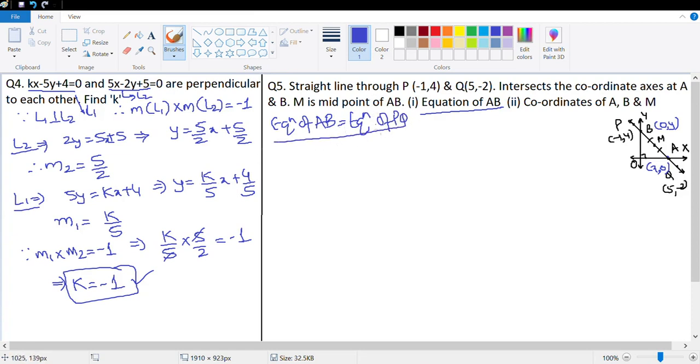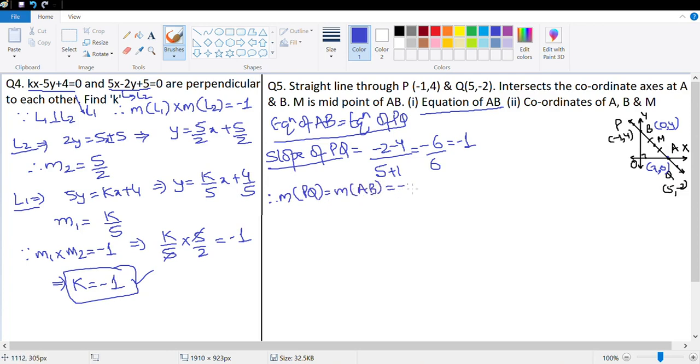So for the equation of PQ, we need the slope of PQ. Slope of PQ would be given by (y2 minus y1) upon (x2 minus x1), which is (-2 minus 4) upon (5 minus -1), which means 5 plus 1. That's -6 upon 6. That's -1. So slope of PQ is equal to -1. Therefore, slope of PQ is equal to slope of AB, which is equal to -1.